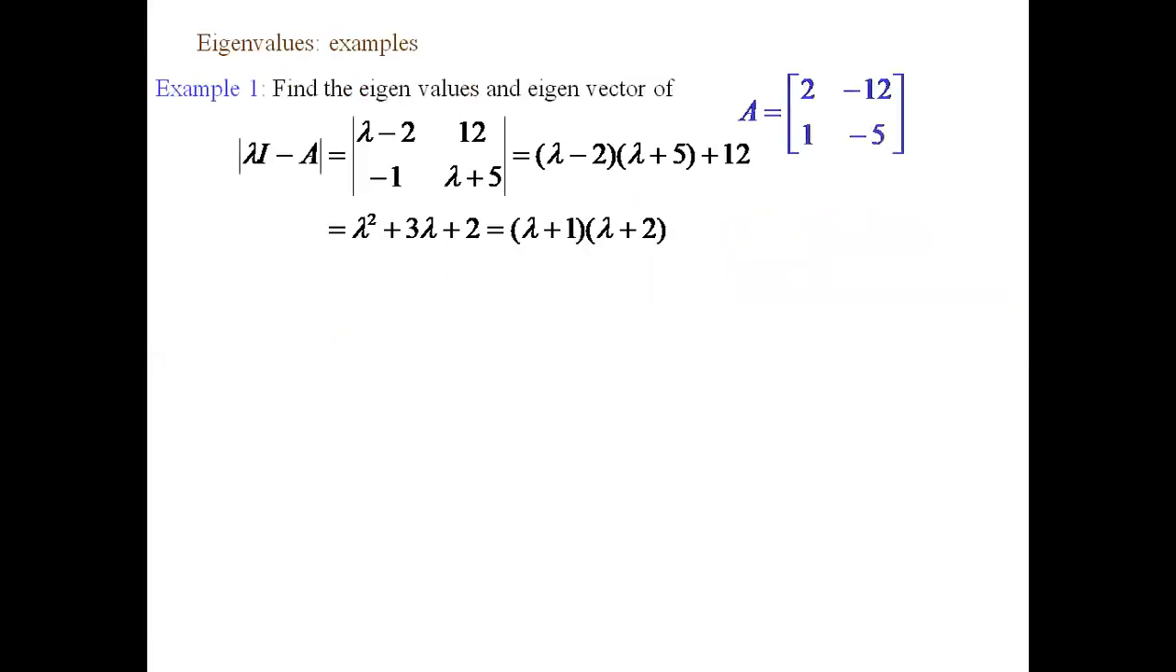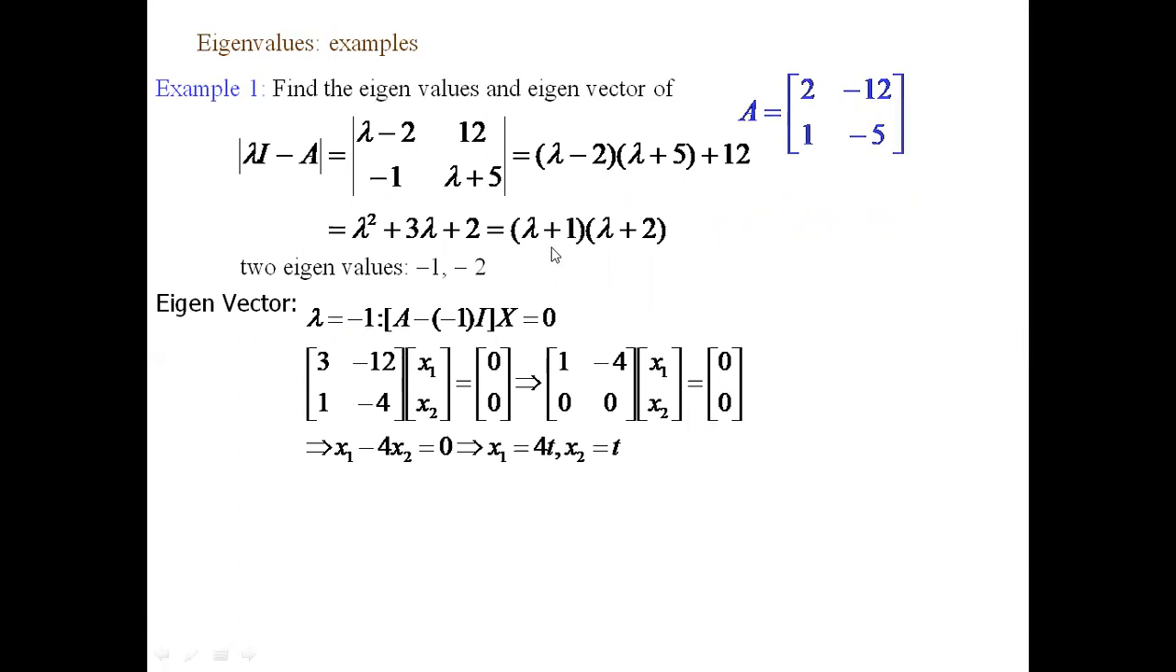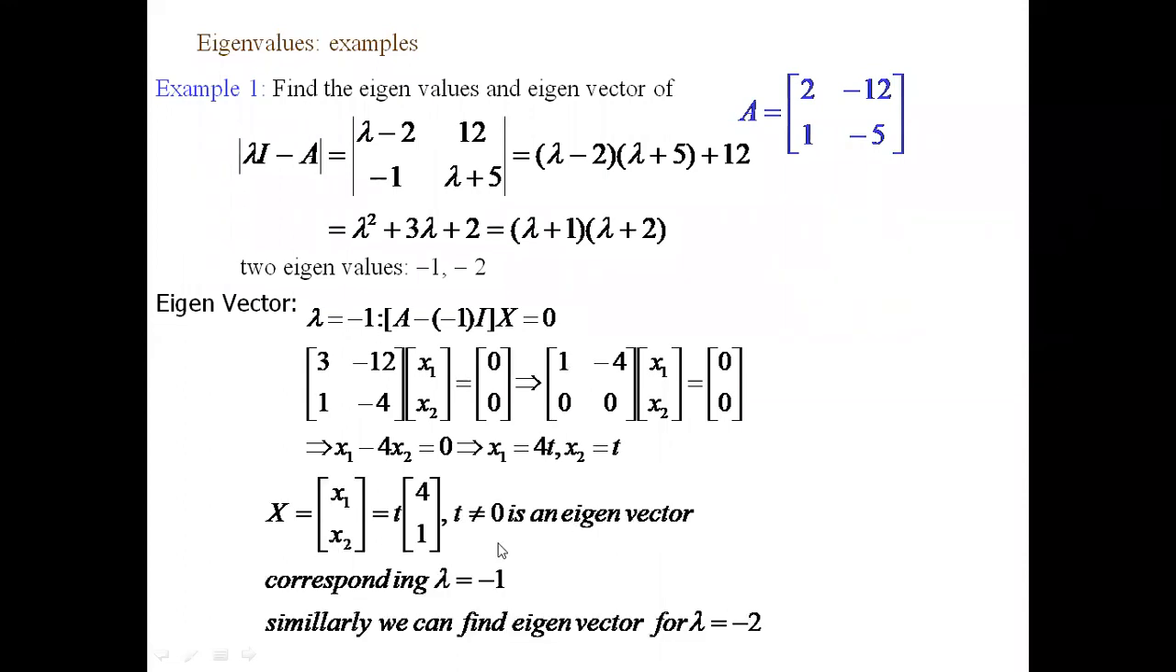So this is one example of a 2 by 2 matrix that we have already solved. We have taken a different example, 2, minus 12, 1, minus 5, and we are getting eigenvalues. We are getting the same kind of result. For lambda equal to minus 1, A minus lambda I is 6. So we get an equation, we have solved that equation, and we get the eigenvector, where t not equal to 0. So you can substitute t equal to anything. Okay, so this is what you are getting.